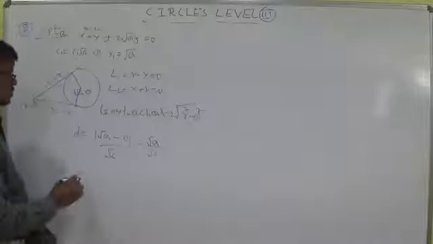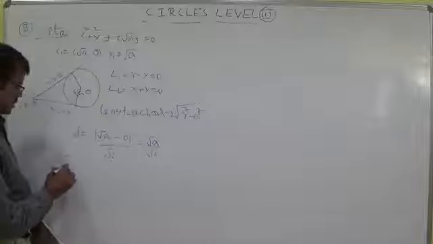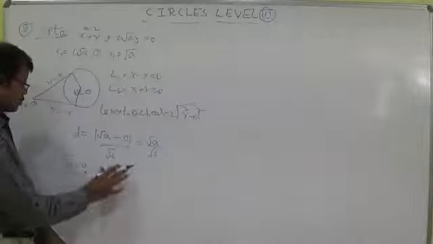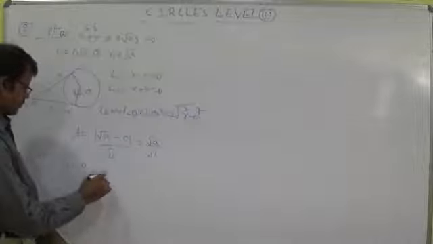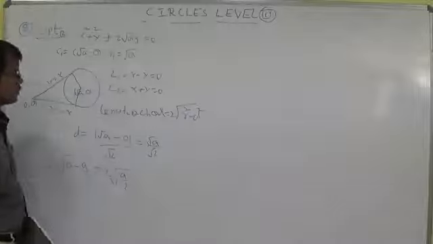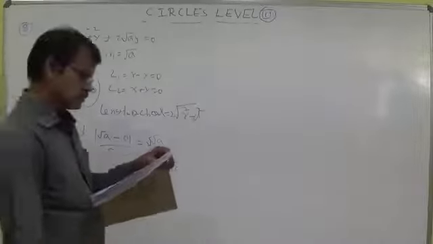2 root r square minus d square. What is r square here? A minus, this is A by 2. So 2 into root of A by 2. So root 2A.